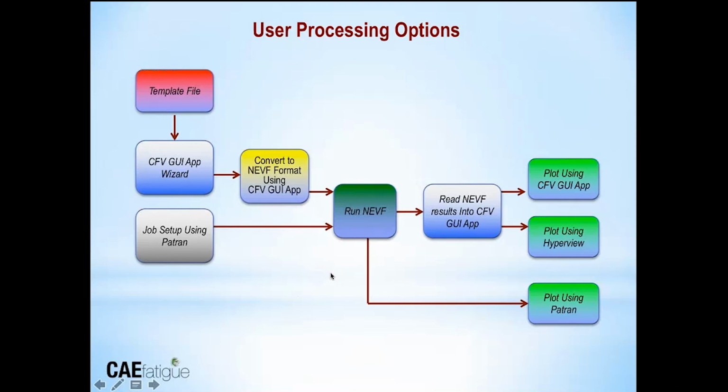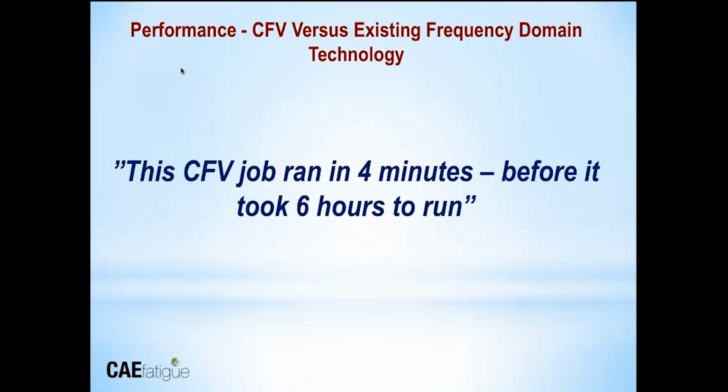Option number two is to use our GUI app wizard to set up the job. What's nice about that, we have some template files I'm going to show you that allow job setup to be done fairly easily. Then convert that directly into Nastran format with our wizard, and then run Nastran and plot the results using our wizard. So that's a very straightforward option, number two. Option number three is to do the same thing, but within our GUI app, we can also write out a Hyperview file, and then you can use Hyperview if you want, if you're already required to do so. So these are the options that we have, and I'm going to focus today on the template file option because I think it adds a lot of value to the possibility.